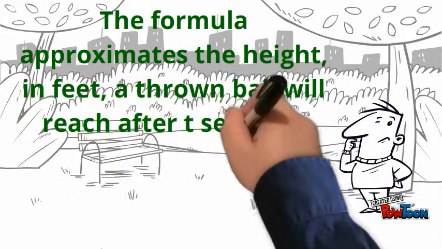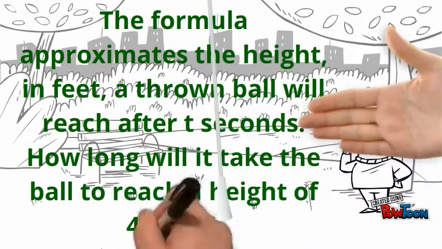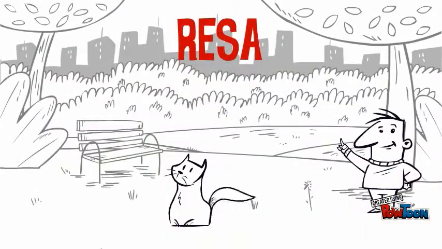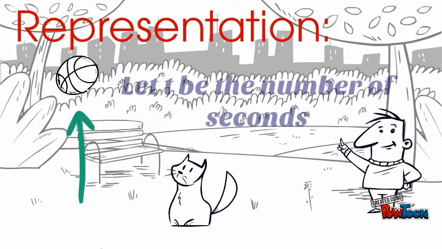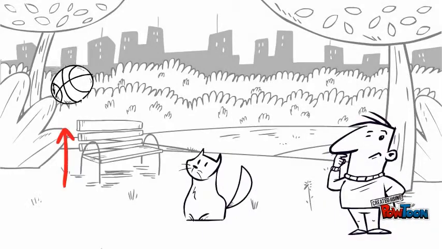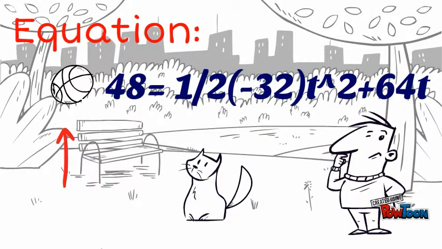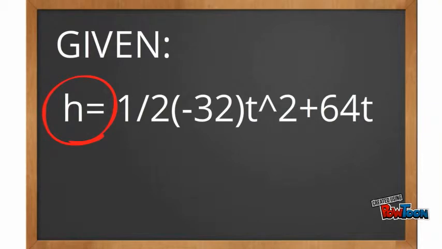R stands for representation. Let t be the number of seconds. E stands for equation. Our equation is 48 equals 1/2 times negative 32t squared plus 64t. Now how did we arrive at this? By the process of substitution, we substitute h, a given formula, with another given, 48 feet. That's why this is the equation.